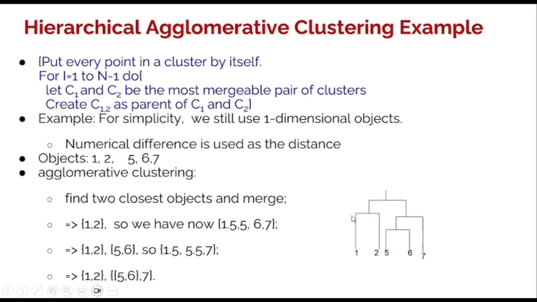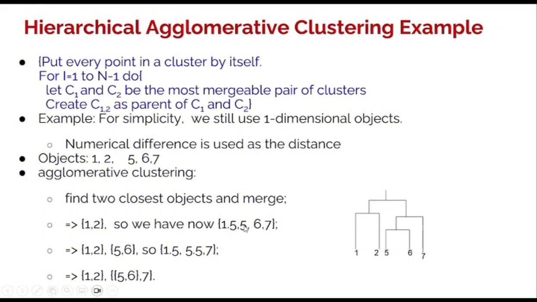Okay, so for 1 and 2, I'm going to do that. Now that I have 1 and 2, the next thing is I'm having 1 and 2 and 5, 6, and 7. So what does it mean for 1 and 2? 1 plus 2 is 3. 3 divided by 2 is 1.5. So what I have at the moment is 1.5, which is the mean of 1 and 2, then 5, 6, 7, which is what you have here.